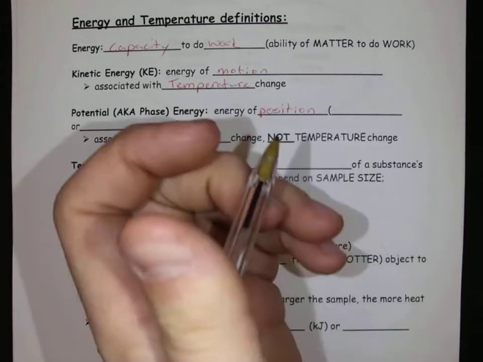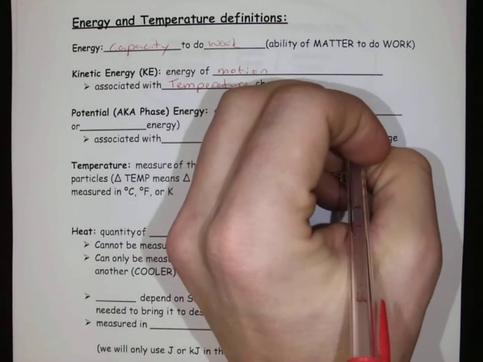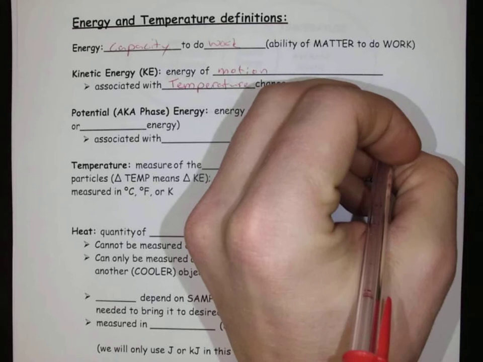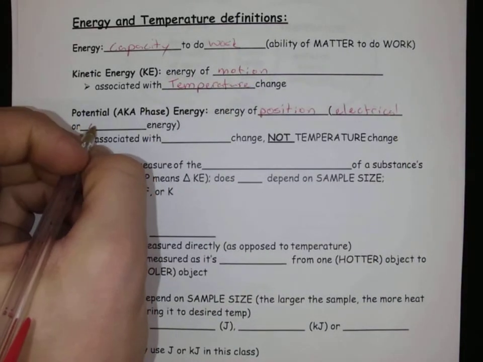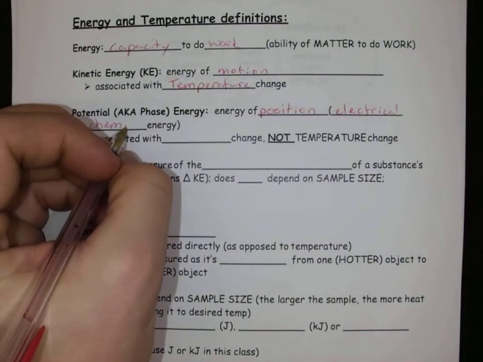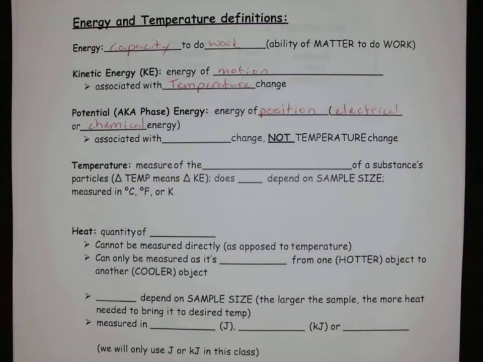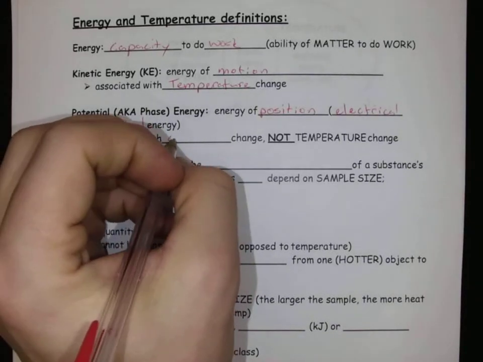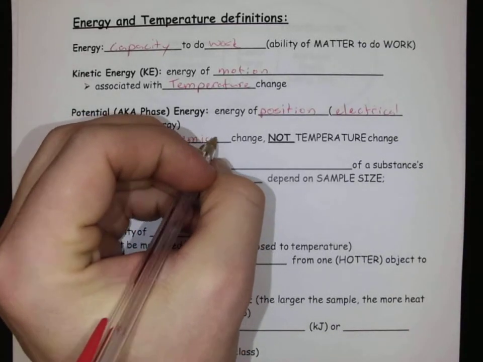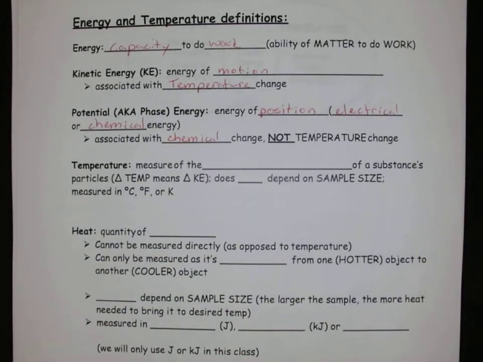And so in chemistry, again, we often talk about electrical potential or chemical potential energy. Okay, this is associated, of course, with chemical changes, oftentimes not with temperature change. Sometimes we will start talking about chemical changes and temperature changes at the same time, and that's going to be changing both our potential and kinetic energies, okay?